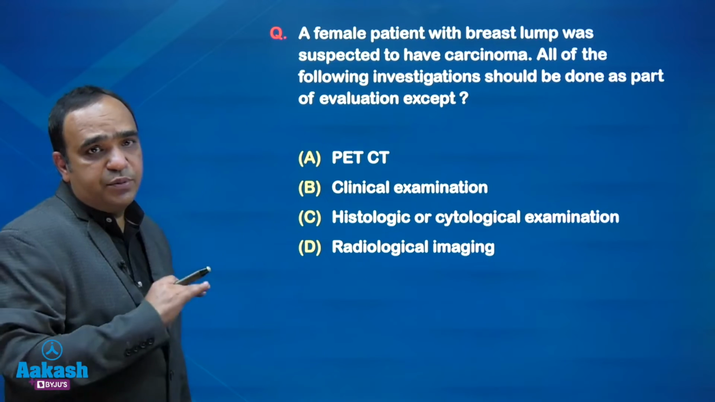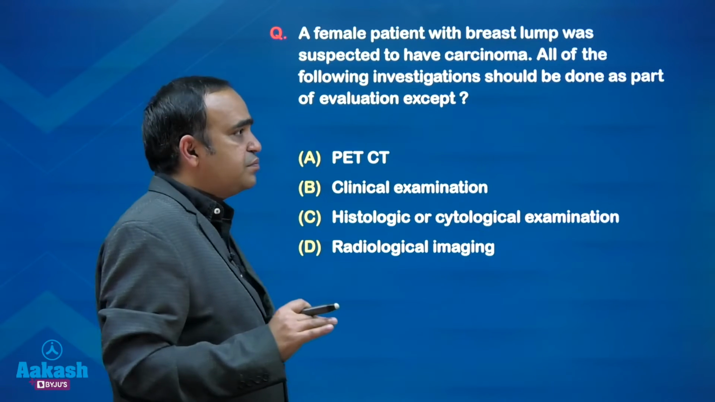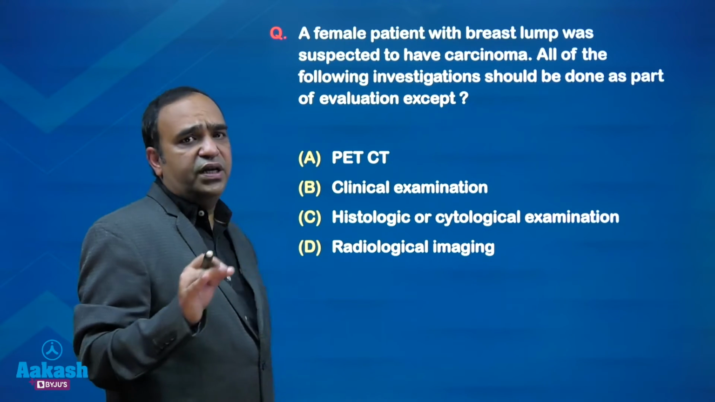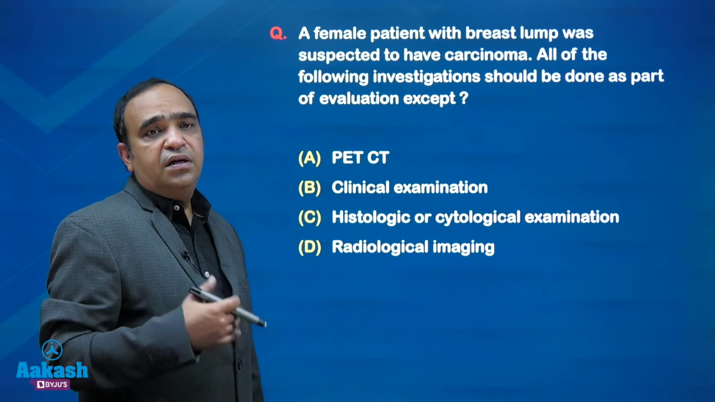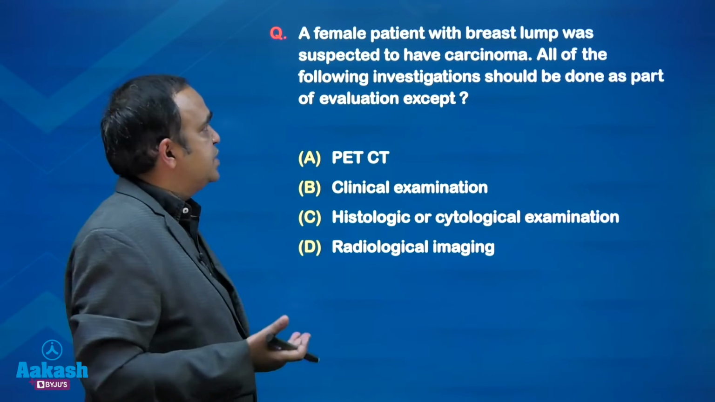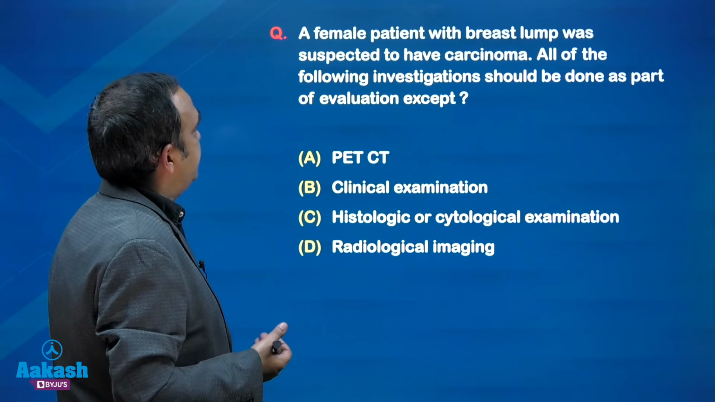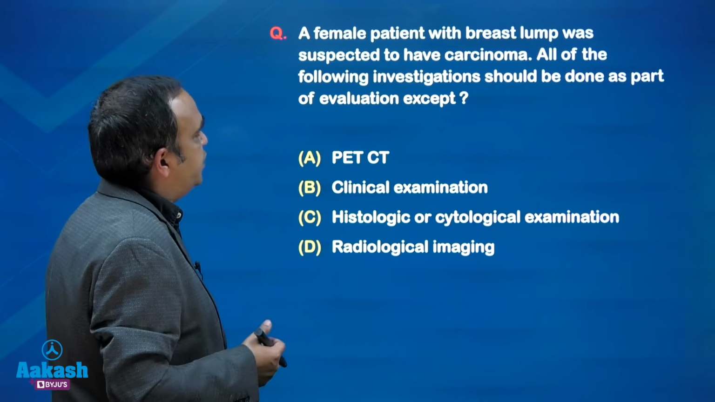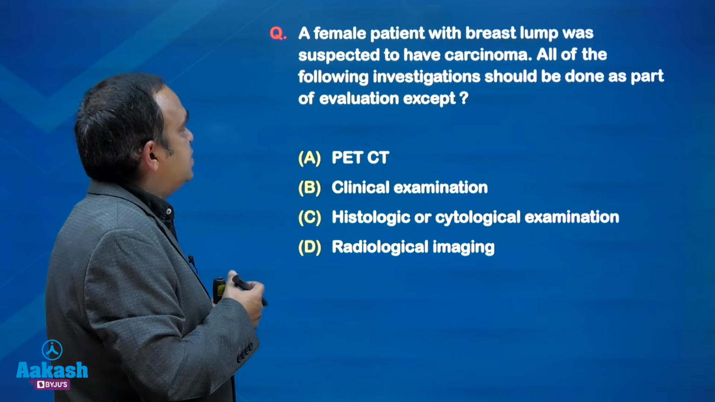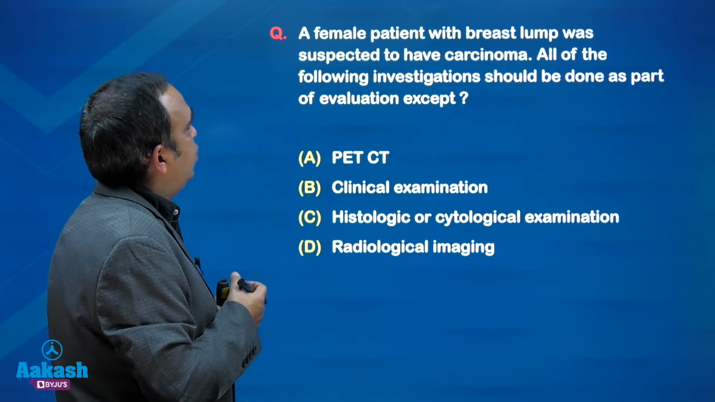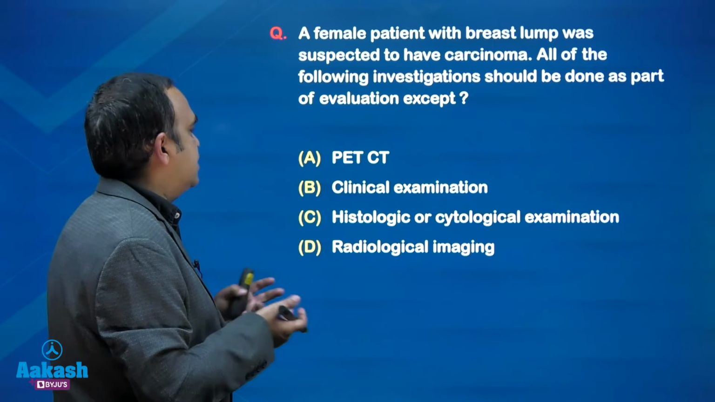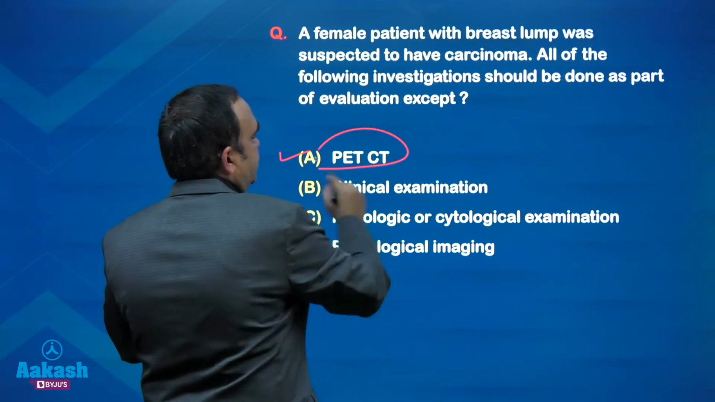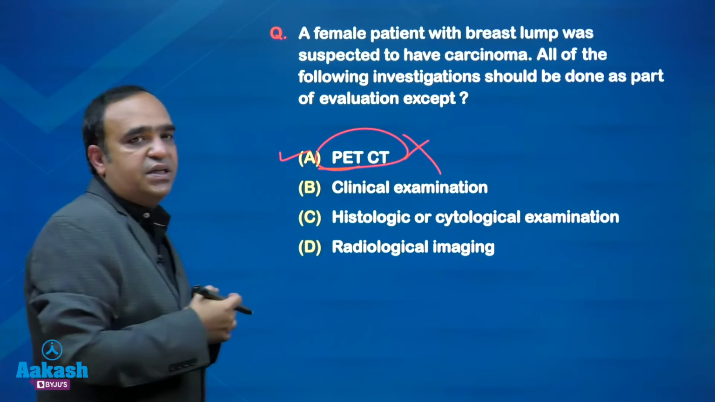This is again an absolutely straightforward question, the easiest of all again. This is based on the assessment of a breast lump. Triple assessment. A female patient with a breast lump was suspected to have breast carcinoma, and all of the following investigations should be done as part of evaluation except. So the answer is PET-CT. PET-CT is not a part of triple assessment.